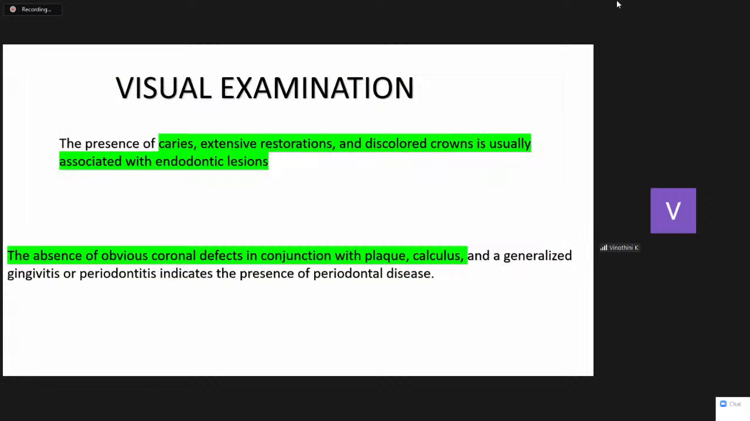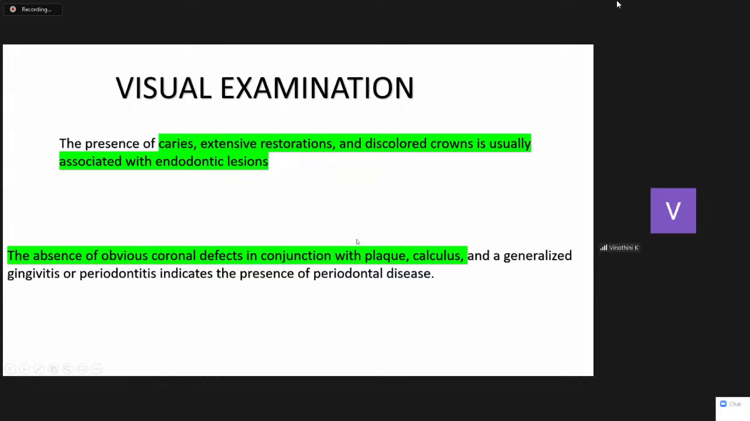And the next one after that, you can ask them to sit and open the mouth, and visually you can examine without doing any other examination, just visual examination. So when you see a tooth with caries, extensive restoration, discolored crowns, it is usually associated with endodontic infections. Okay, the absence of any obvious coronal defects in conjunction with plaque and calculus. So if you see plaque and calculus on the tooth and generalized gingivitis or periodontitis without any caries or extensive restorations in a tooth, that is going to indicate periodontitis. This is as simple as that.